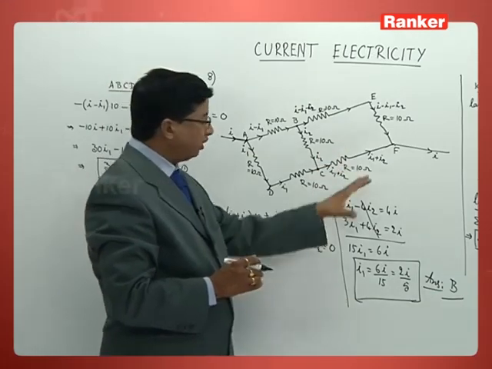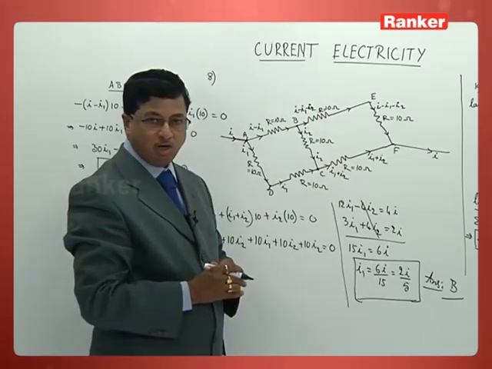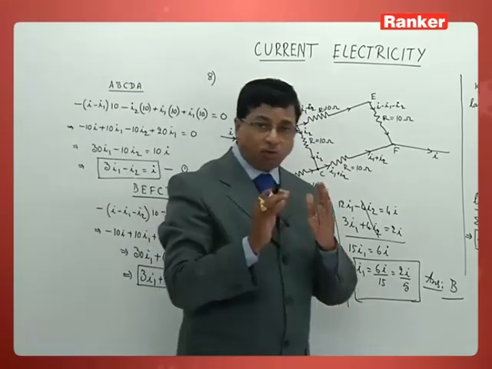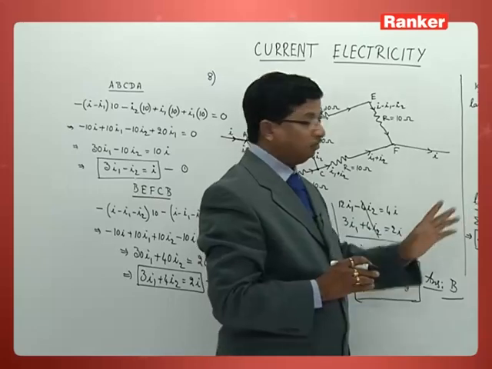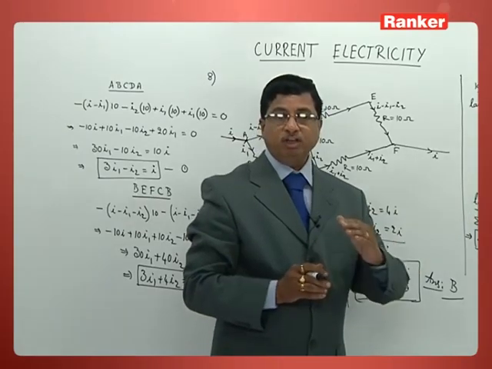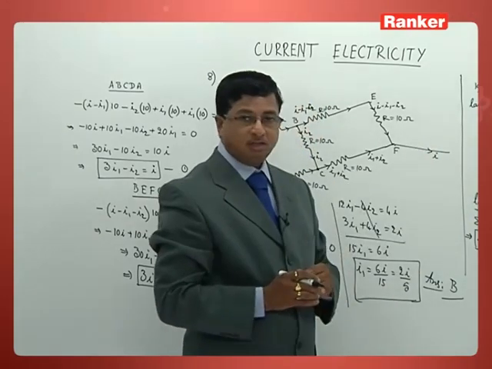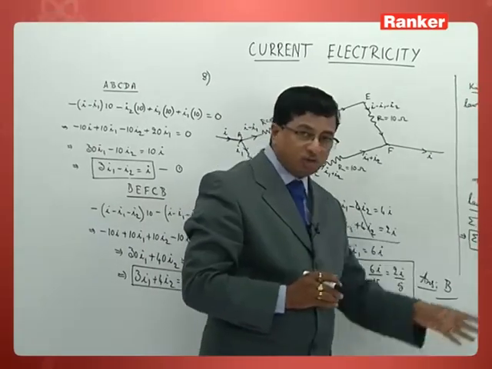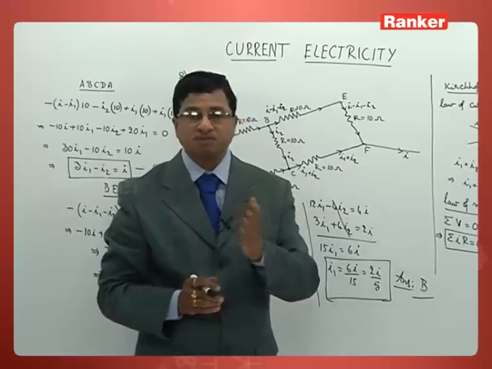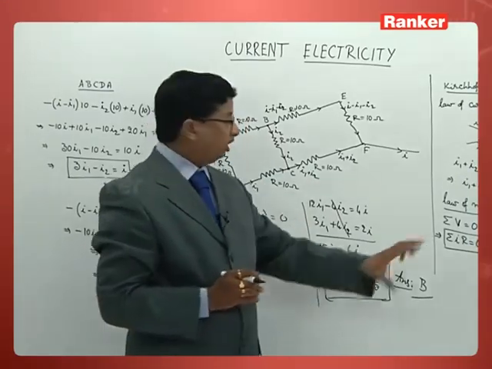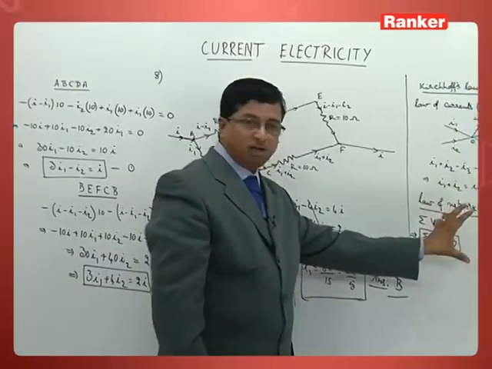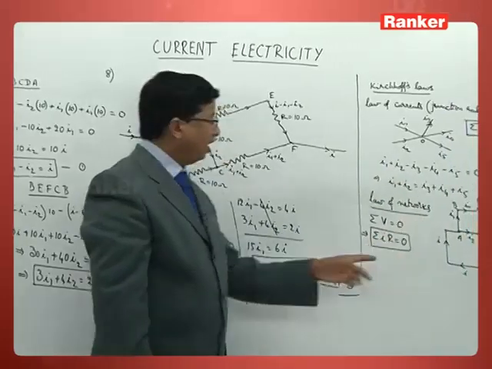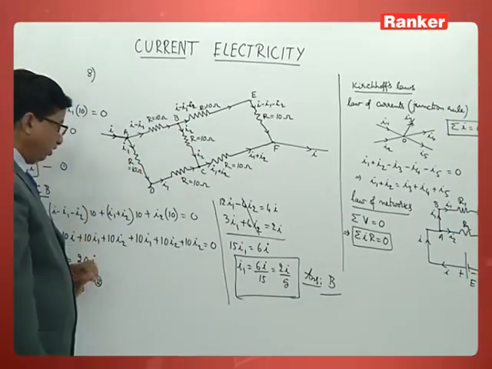So one should understand from this type of a model, one should be thorough with both the laws of Kirchhoff. One is law of currents, that is junction rule we call it, and one is law of networks, or law of EMFs also we call it. So according to the second law, by applying that, I have got two equations.